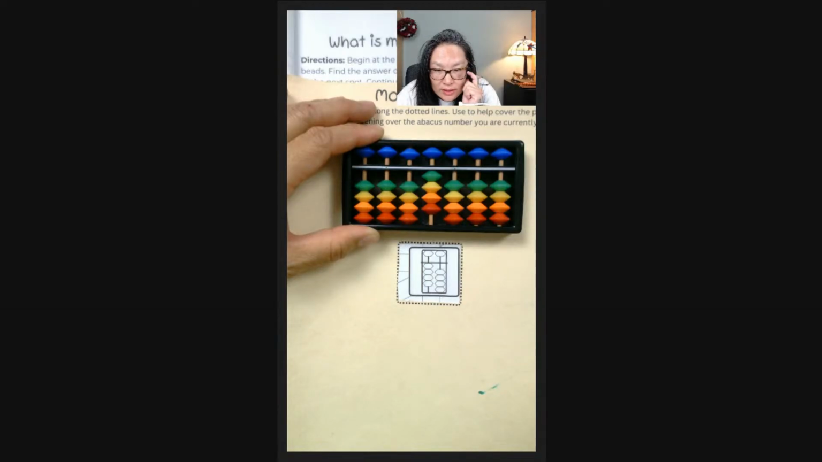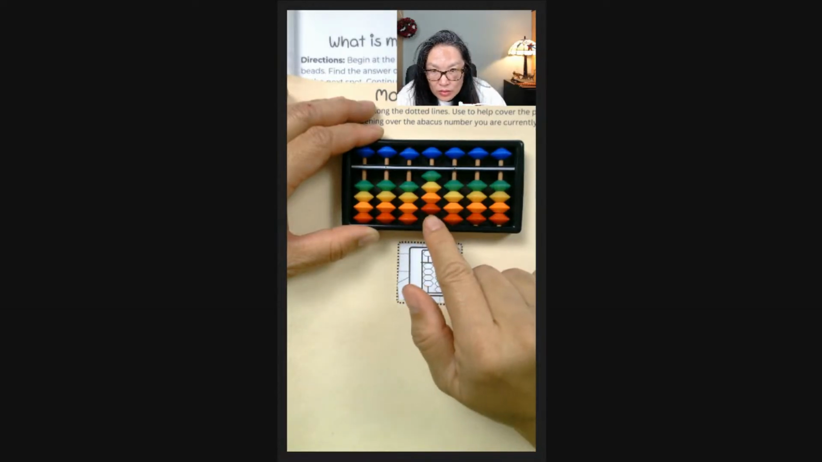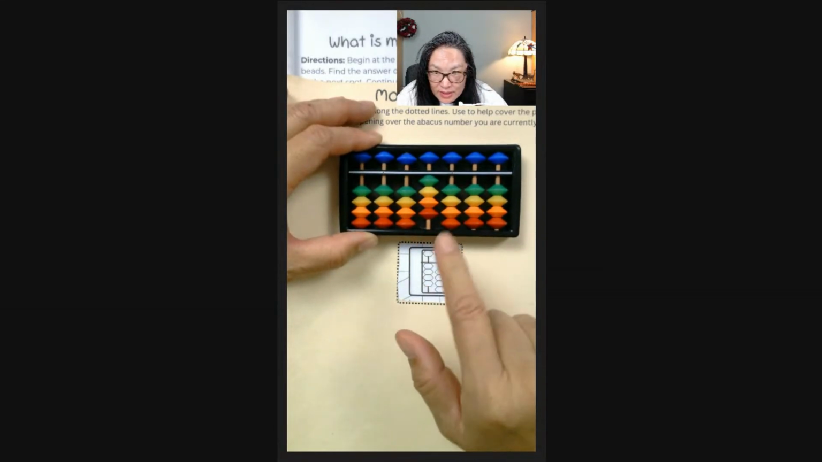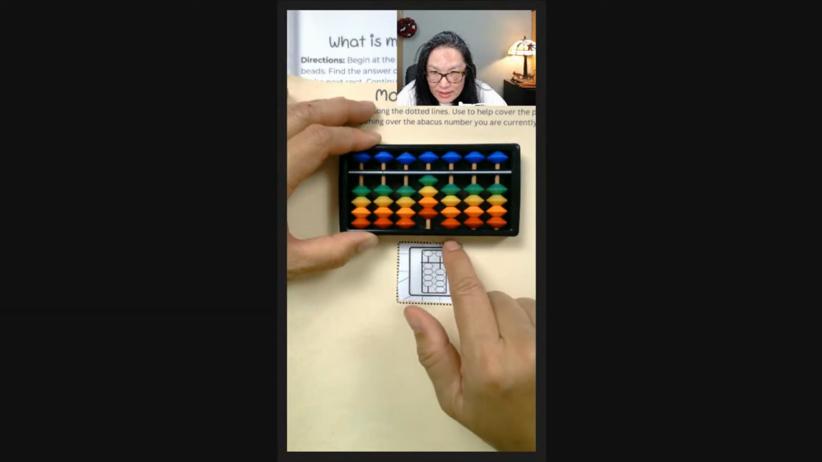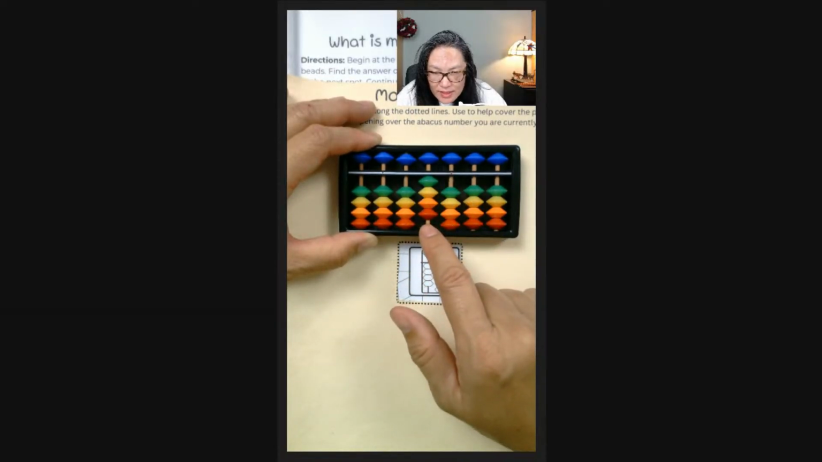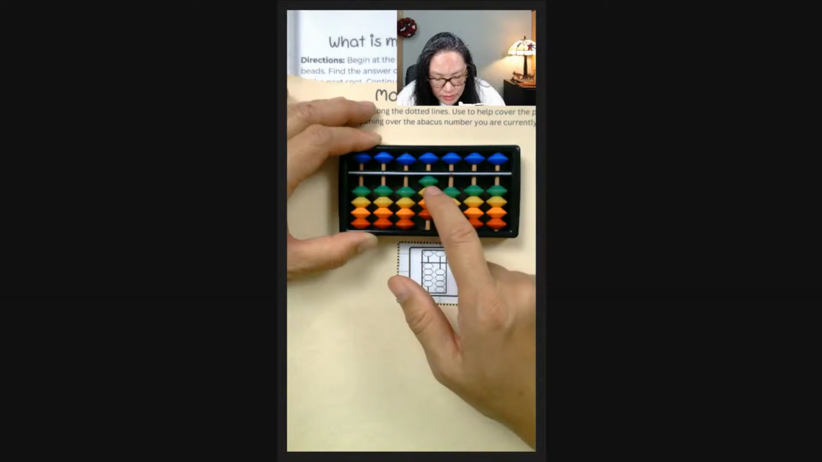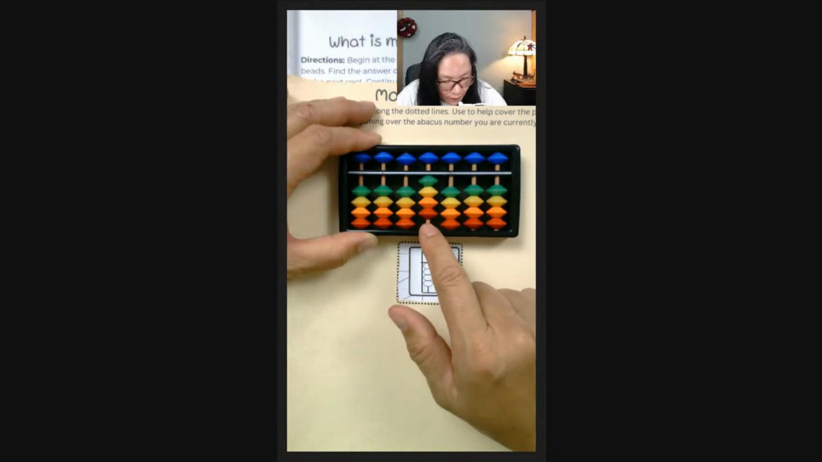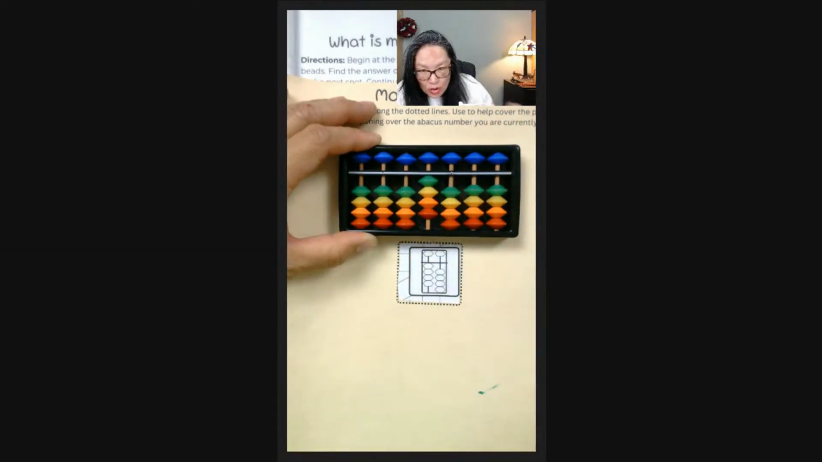Hold on just a minute. So what we're doing is we're reading the abacus. We have our tens and our ones. When we look, does this make sense of why this is 4? 1, 2, 3, 4? But it's not 4, it's on the tens. So when we look, oh, there you are.